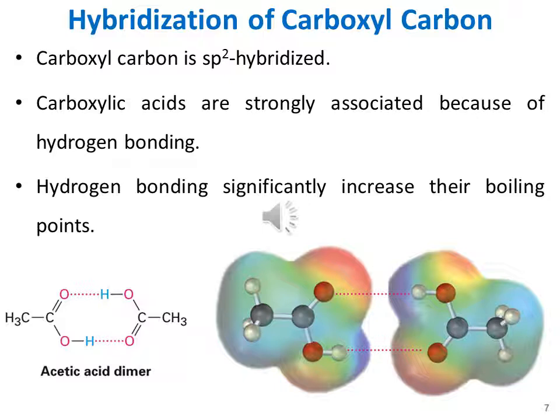However, in the solution form, acetic acid molecules usually exist in the form of a dimer, as I have shown on this slide. This hydrogen bonding has a significant effect on the boiling point. This is a very important point, my dear students.